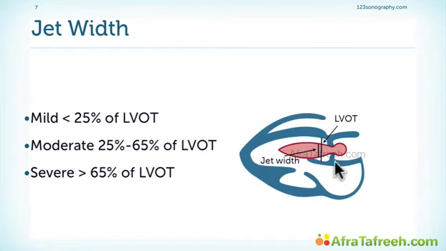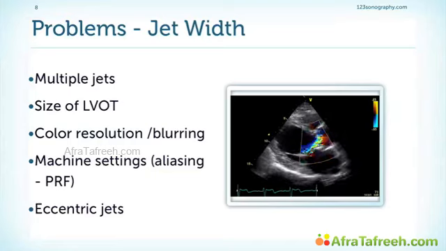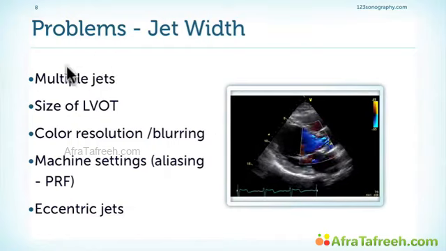Let's take a look at another way of quantifying aortic regurgitation with the help of the jet. Well, we can look at the width of the jet and compare it to the LVOT. If it is below 25% of the LVOT, then we can consider regurgitation to be mild. If it's between 25 and 65% of the LVOT, it's moderate. And if it's above 65%, it's usually severe. Even though it's quite clear that the broader the jet is, the more severe regurgitation is, there are still a number of problems that you will encounter in clinical practice.